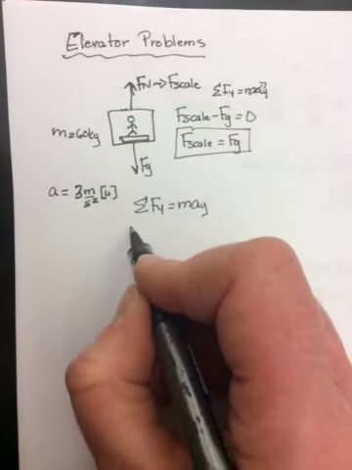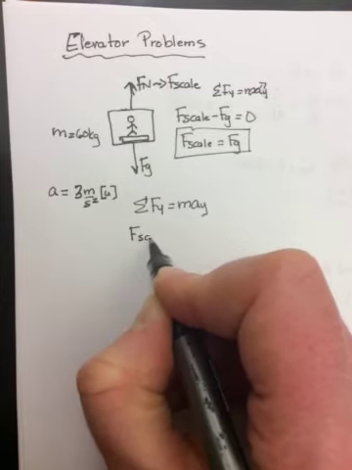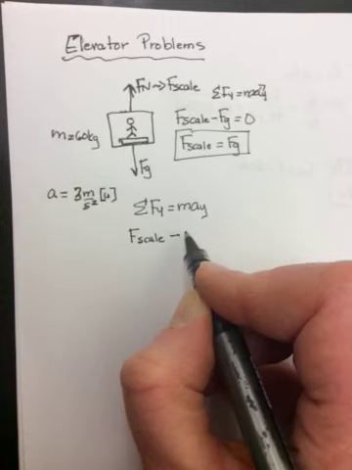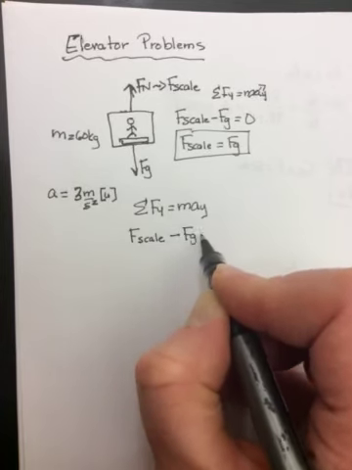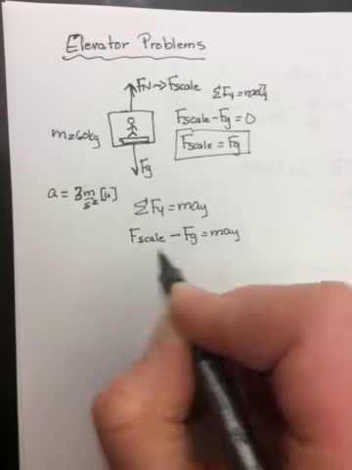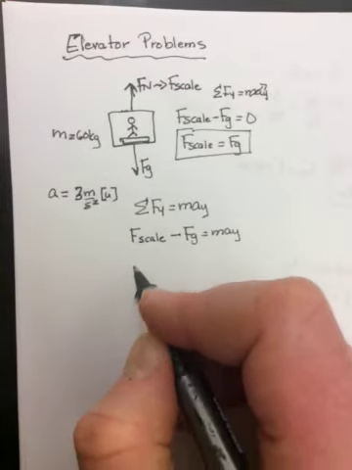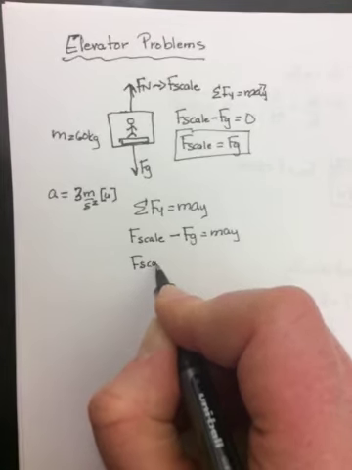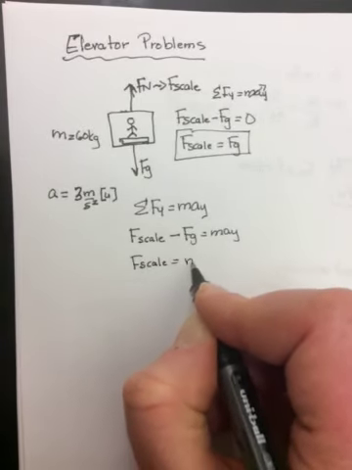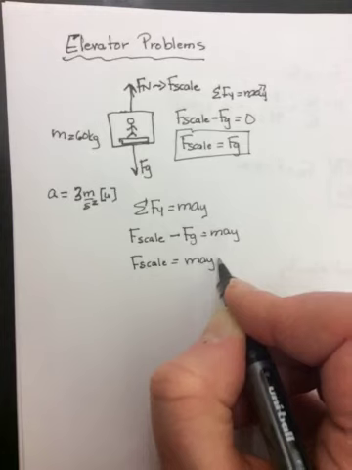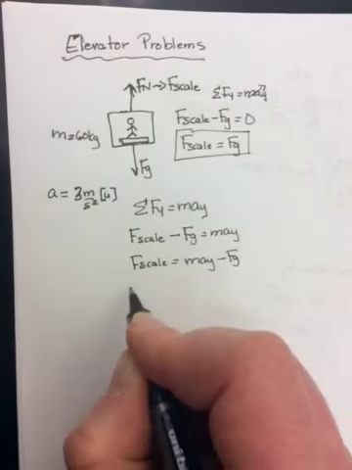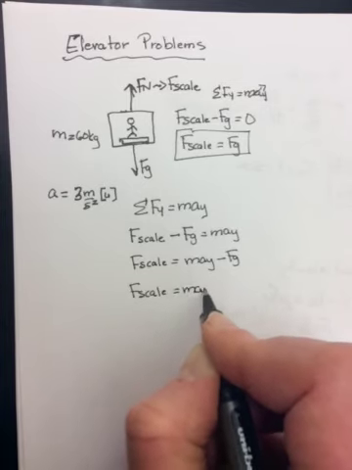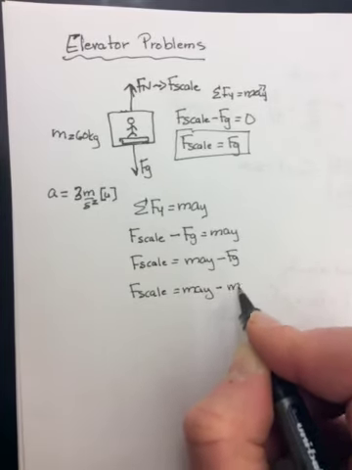So we'll do our sum of the forces, so it'd be our Fn. I'm just going to call it F scale to remind us that that's what we're finding. And it'll be minus Fg equals ma y. And so the question would say, what will the scale read? So you're looking for the F scale or the Fn. So take your ma y, take your Fg over, so plus Fg. And of course we know that Fg is equal to mg. So this is ma y plus mg.